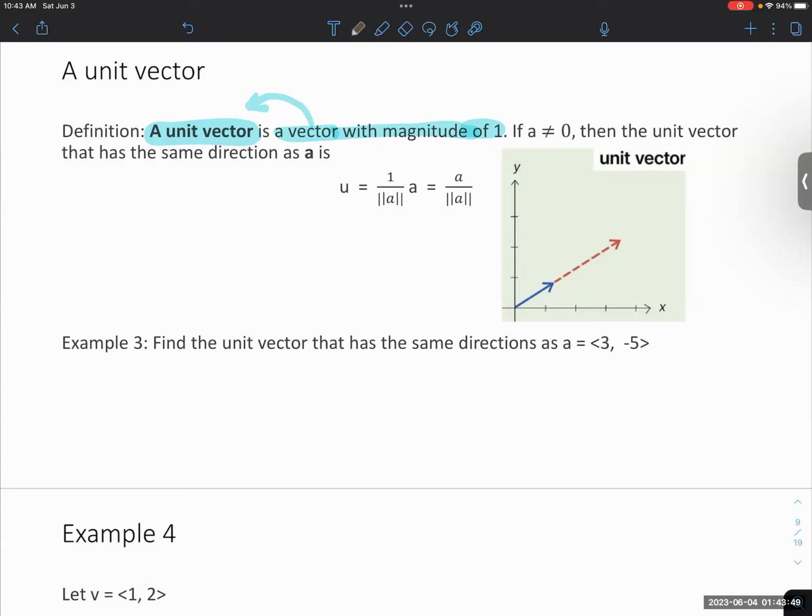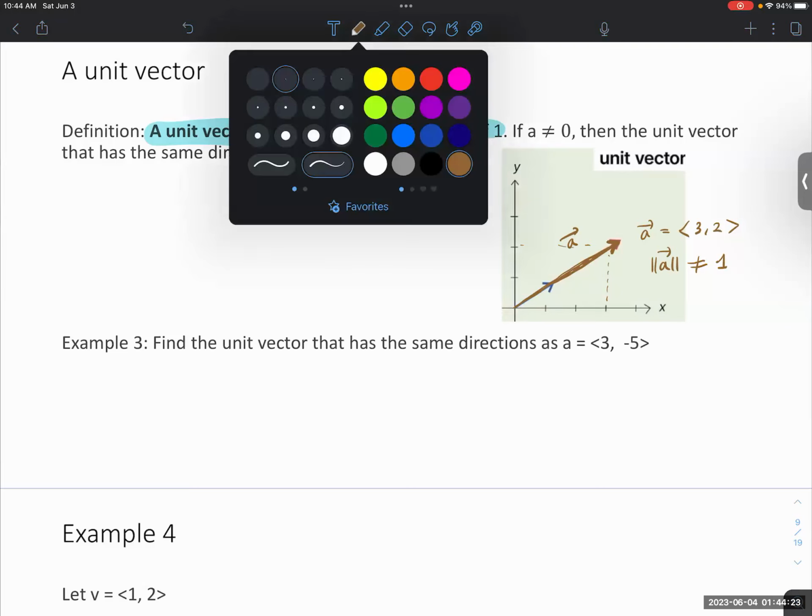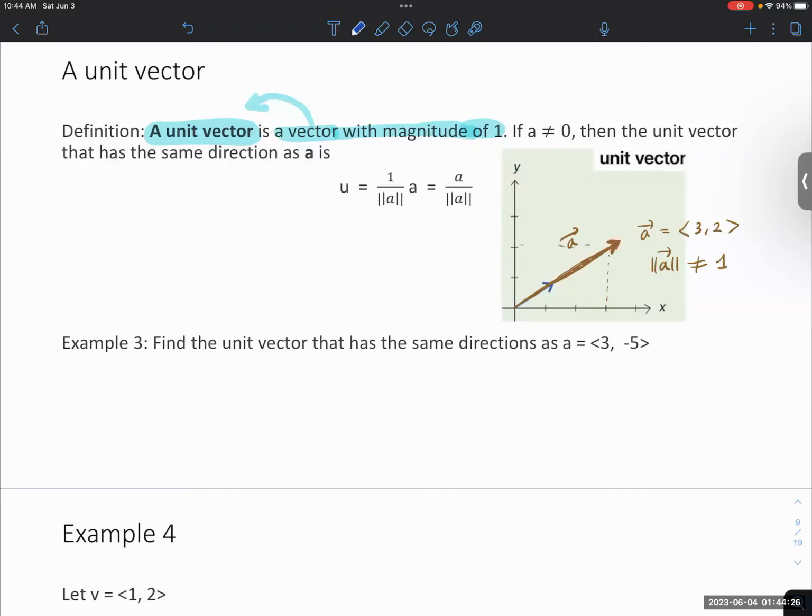Okay, so for example, I have a vector A. This is a vector A. It's longer. I want to find the unit vector of this vector A. So what does it mean? We are not sure of the magnitude of A. It looks like 3, 2. So vector A looks like 3, 2. And then if you calculate the magnitude of the vector, it's not going to be 1. It's going to be some other number. Unit vectors, you can think of as a subset of the vectors.